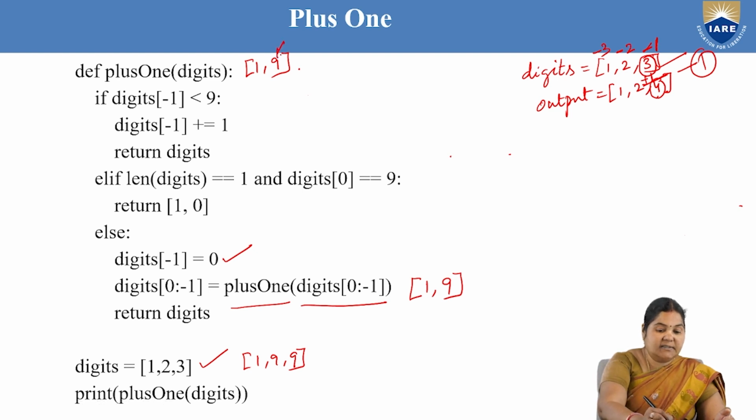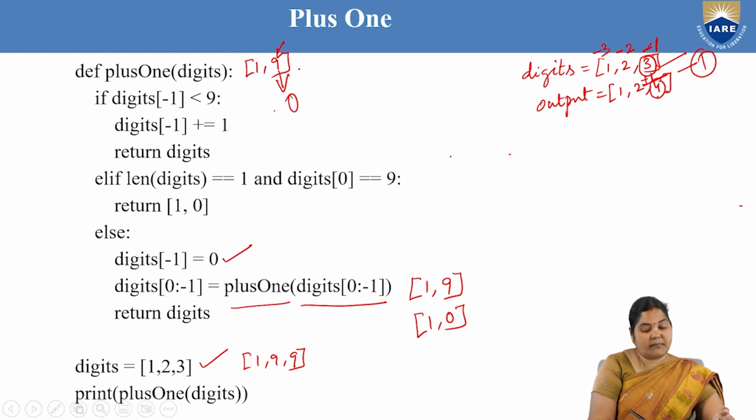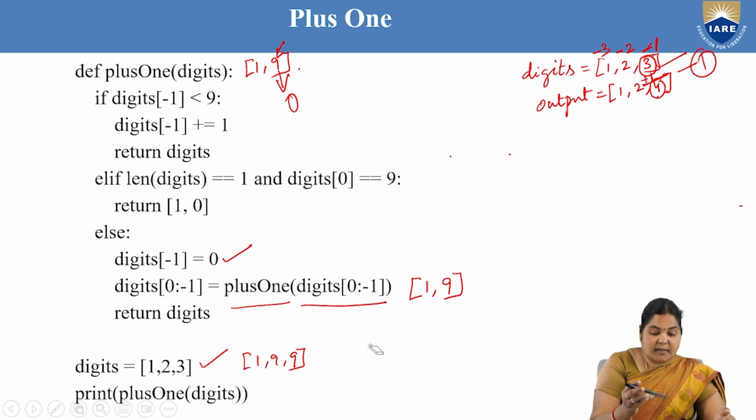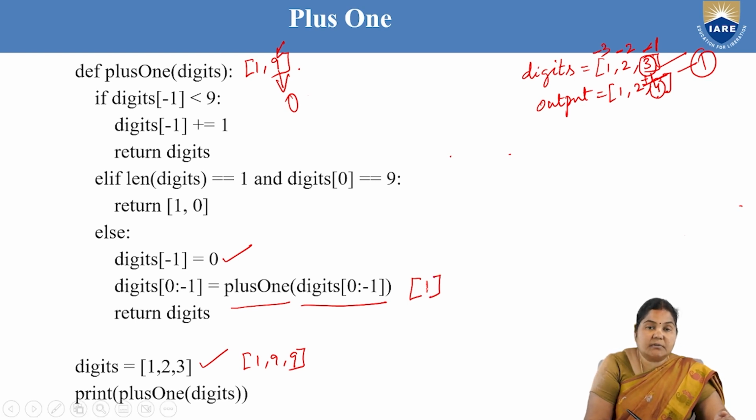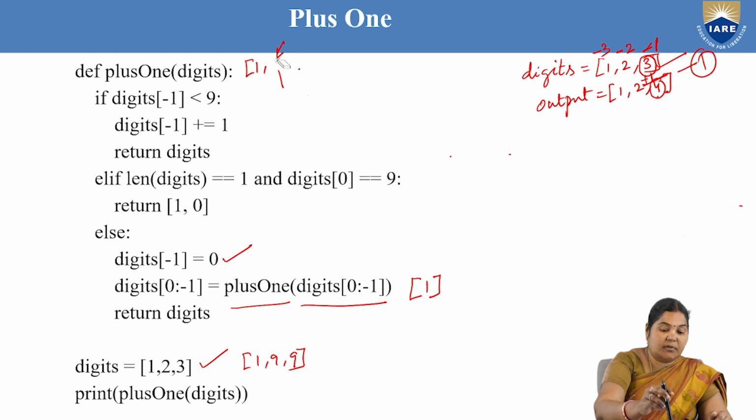Now again, is the last digit less than 9? No. Is the length of the digits equal to 1? No. So what will happen? Coming to this place, digits of -1 you make it 0. So this one we will change to 0. And we will again call the function plusOne with digits from 0 to -1. So the third time it becomes only 1.